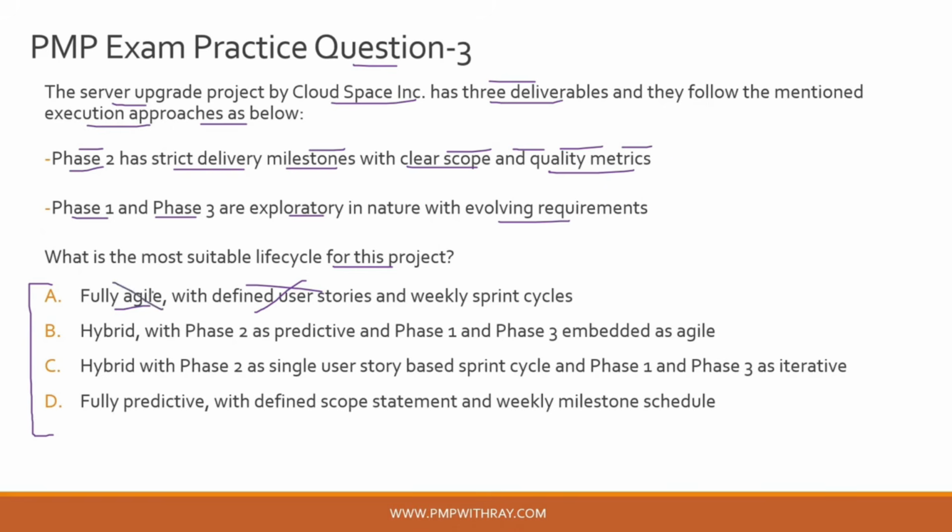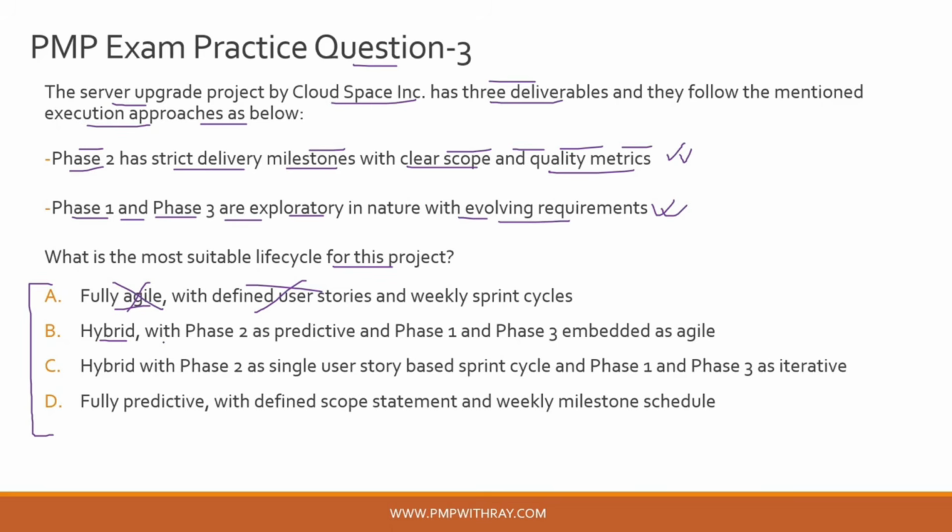So definitely the project cannot be fully agile. Okay. Next, option B, hybrid. Okay, so that's a good option, because if this part of the project is predictive, and since phase 1 and phase 3 are exploratory with evolving requirements, we can safely assume that this would somewhat follow our agile methodology. Then definitely this project is a hybrid project.